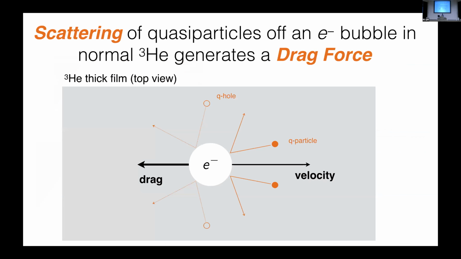Now, if you want to understand the details behind this analysis, I have to refer you to the paper, but I'm going to try and capture the basic process behind the transverse force here. So if we scatter quasi-particles in the normal state off an electron bubble, then it generates a drag force, the Stokes drag. And we have two species of quasi-particles. We have particles and holes that both contribute to drag.